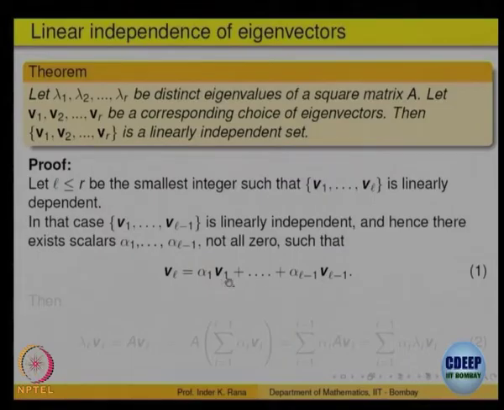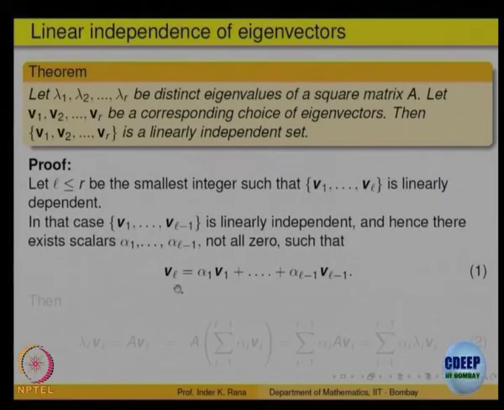where all of them cannot be 0, because if all of them are 0, then Vl will be 0, and that is an eigenvector. Eigenvector cannot be 0, right? Vl is an eigenvector, so we have assumed that it cannot be 0. So at least one of the scalars alpha 1, alpha 2, ..., alpha l-1 is not equal to 0. So let us keep that.